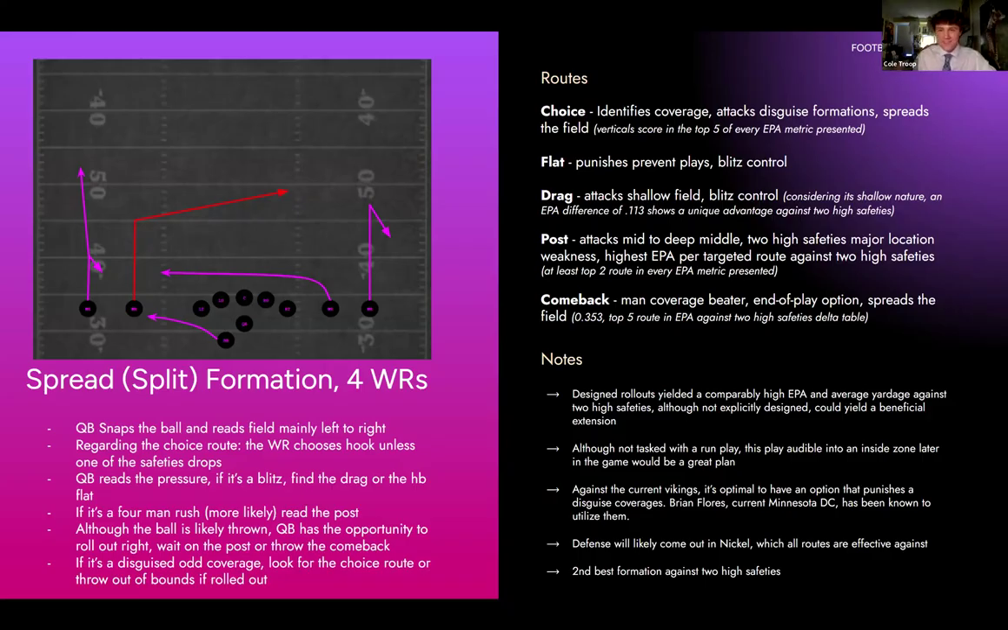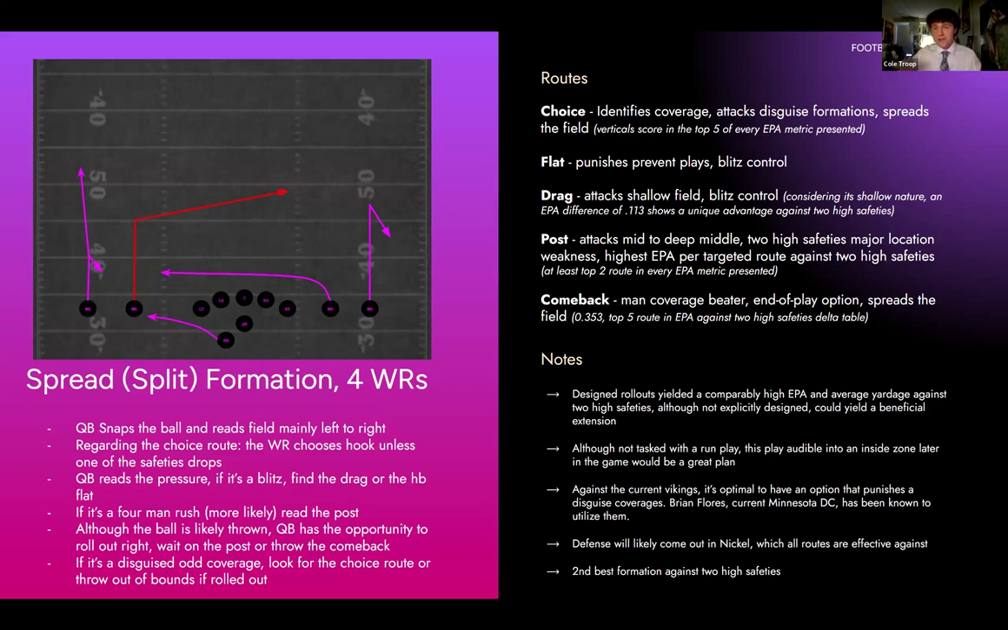But that's not the main read. The main read, right? He reads the pressure, sees if it's a blitz. If it's a blitz, we don't want to get sacked. We want to throw that to the running back. We want to throw that to that drag route, two very quick-acting, very quick-responding routes that have an insanely large chance to be open.